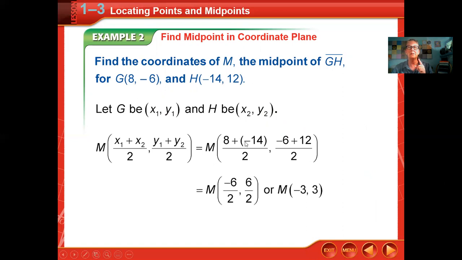So when they added 8 plus negative 14, they got negative 6. When they added negative 6 plus 12, they got 6. And you could have fraction answers. Those are hard to graph. You don't always have to graph these. But these came out nice. They're whole numbers when you divide them. So they went ahead and divided them.